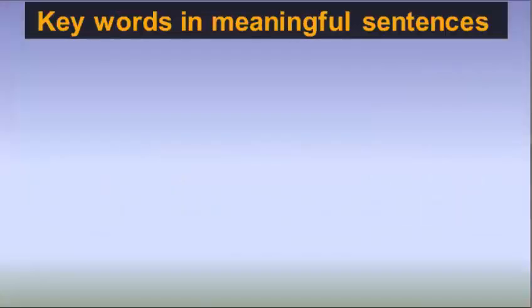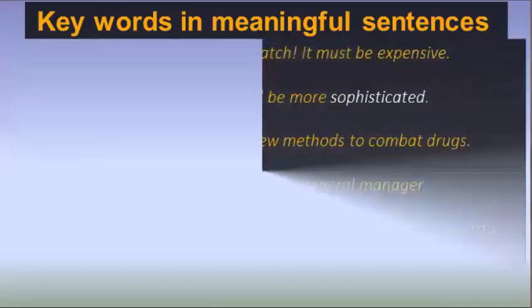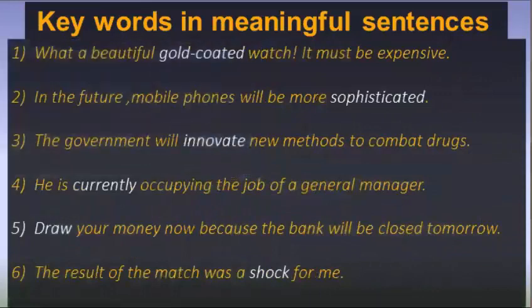When I have some meaningful sentences for these words, you can say, for example, what a beautiful gold-coated watch. It must be expensive. So gold-coated watch, gold-coated necklace, and so on. Number two, in the future, mobile phones will be more sophisticated. As I told you, they will be very complex, very developed, and very high in technology. They will have a very developed technology.